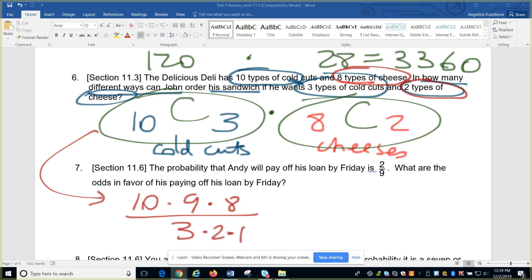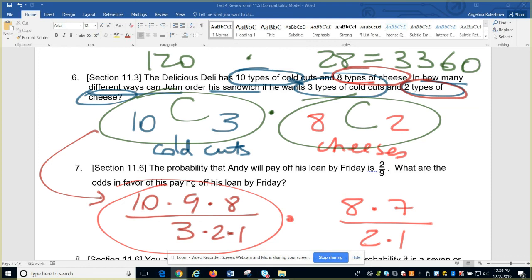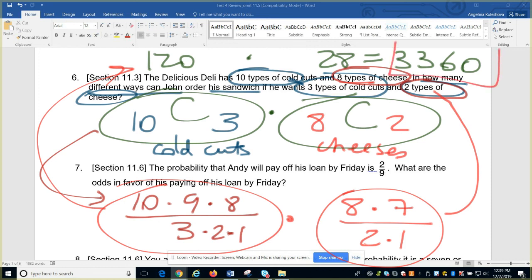And then do the same thing for the cheeses. So I've got 8 choices for the first slice and then 7 choices for the second slice. And then divide out by 2 factorial, which is, of course, 2 times 1, which is just 2. Then multiply those 2 together. So this calculation will also produce 120, and this will produce 28. And then multiplying them together should give you the same answer of 3,360.